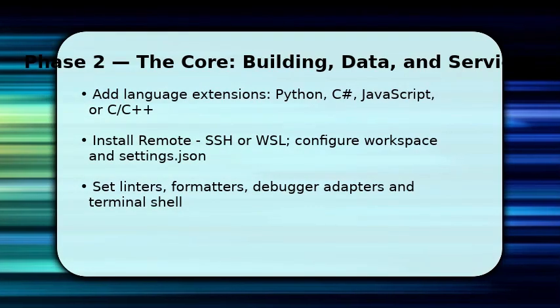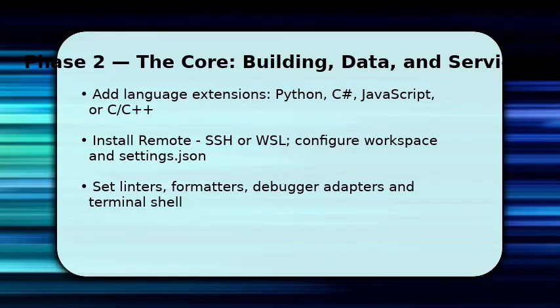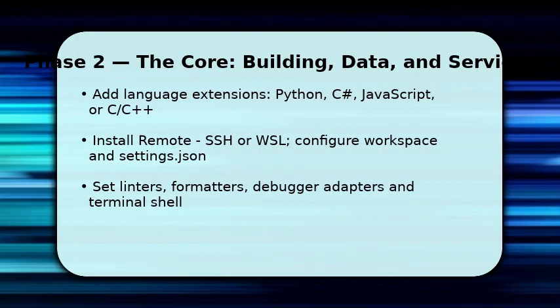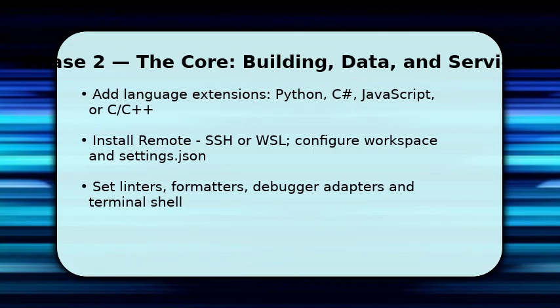You now configure the middle layer, extensions and toolchains. Install language packs, Python, C#, JavaScript, or C/C++, and then add linters and formatters so code stays consistent. Once installed, set up remote SSH or WSL for development on remote machines, adjust workspace settings JSON to point to interpreters and tool paths. Make sure the debugger adapter for your language is present, and choose a terminal shell that matches your environment. After configuring, test running a small build to confirm integration.